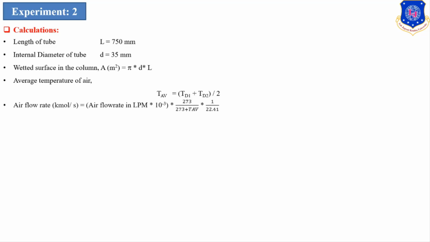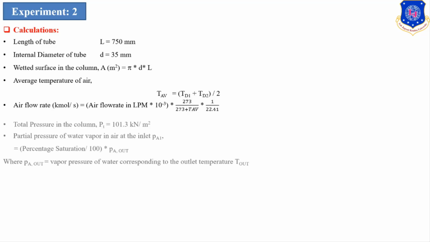Then the air flow rate in kilomole per second will be equal to air flow rate in LPM multiplied by 10 to the power minus 3, multiplied by 273 upon 273 plus TAV, multiplied by 1 upon 22.41. Then the total pressure within the column, which will be at atmospheric pressure, so PT will be 101.3, that is kilonewton per meter square.